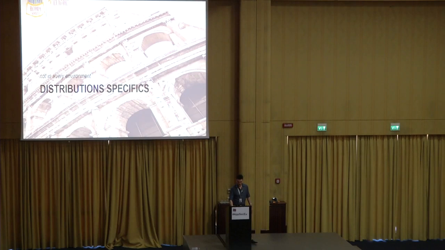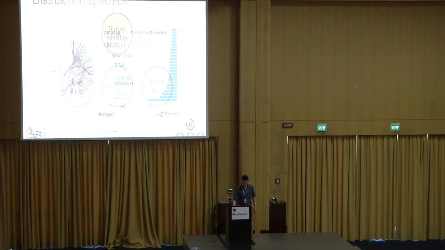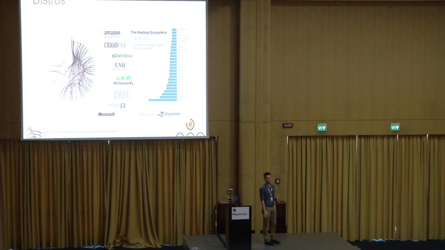Okay, so let's move to the distribution-specific interfaces. Hadoop is just software branded by Apache. It's open source, but many companies do their own distributions. So the two most well-known are Cloudera and Hortonworks. Then we've got, of course, Amazon. This is the whole graph of the biggest Hadoop distributions.